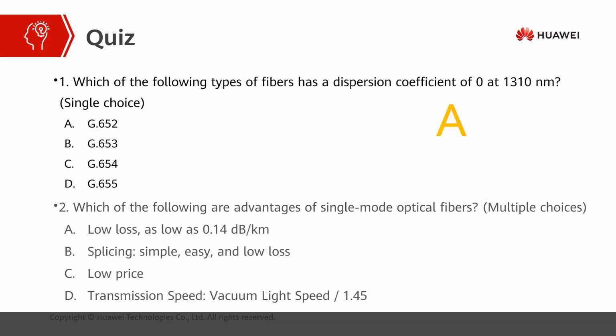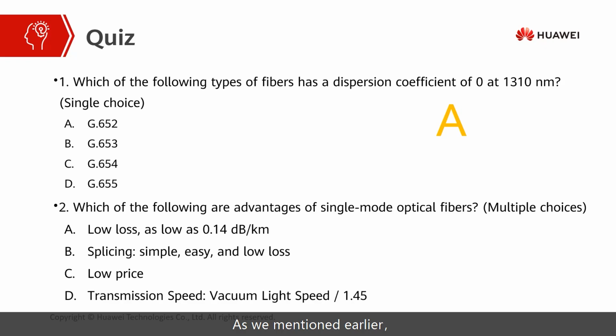The second question is a multi-choice question. Which of the following are the advantages of single-mode optical fibers? A. Low loss as low as 0.14 dB per kilometer. B. Splicing is simple, easy, and it will cause low loss. C. The price is low. D. The transmission speed equals the vacuum light speed divided by 1.45.